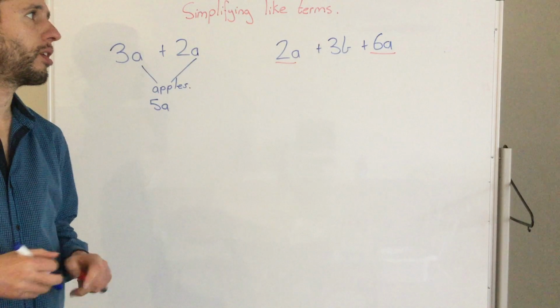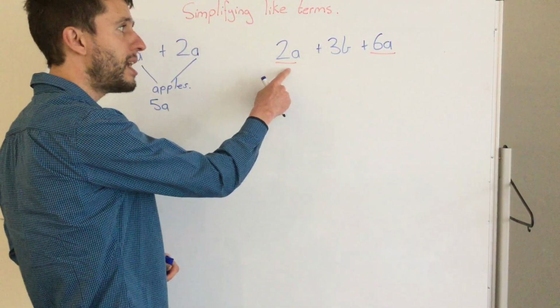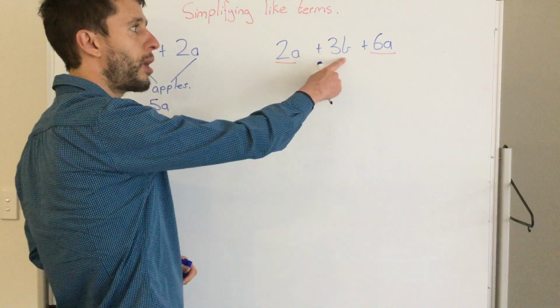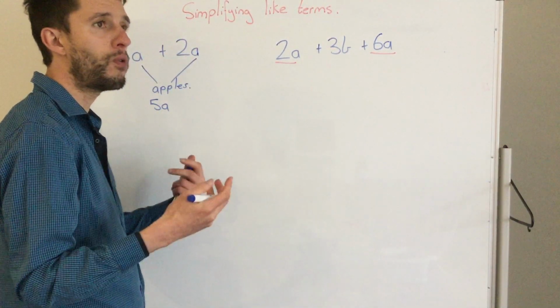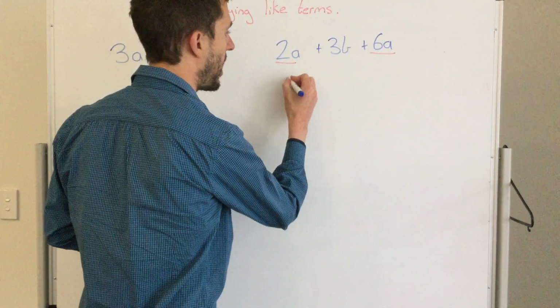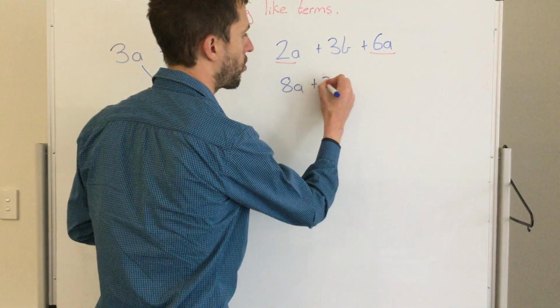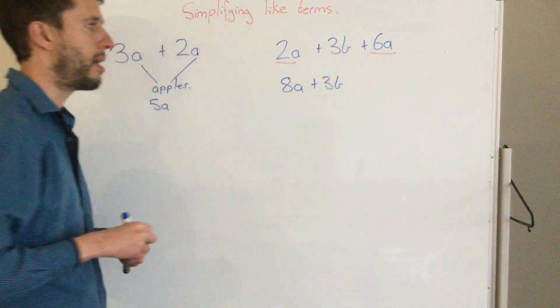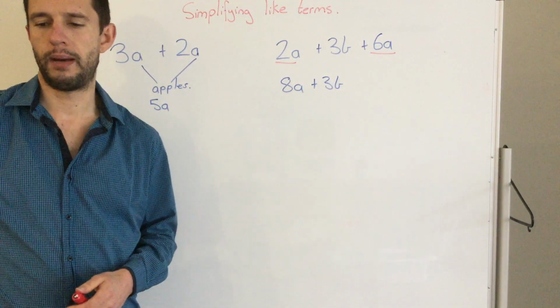So being like terms, I can add them together because I've got 2A, so 2 apples, plus 3 bananas, plus 6 apples. So A's are apples, they are the same. So 2 plus 6 equals 8. I've got 8A plus 3 bananas, 3B. So I'm grouping them together.